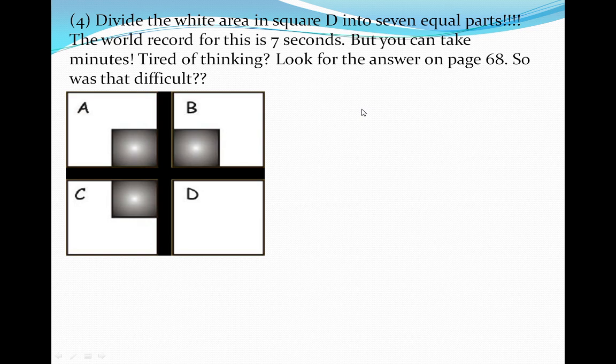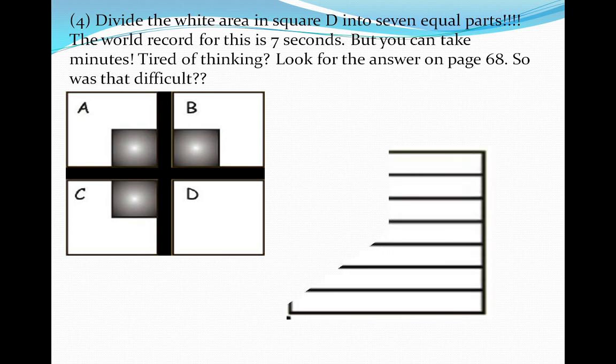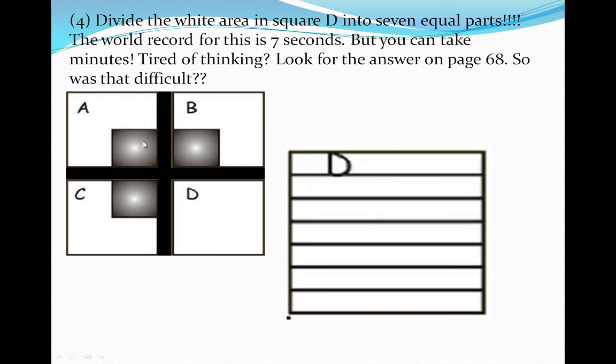But now I am showing the answer, how you can divide the white area in square D. Look at area D. In D area, there is no black portion. So this total white area can be divided into 7 equal parts in this way. By drawing 6 horizontal lines, I can divide this white area into 7 equal parts.